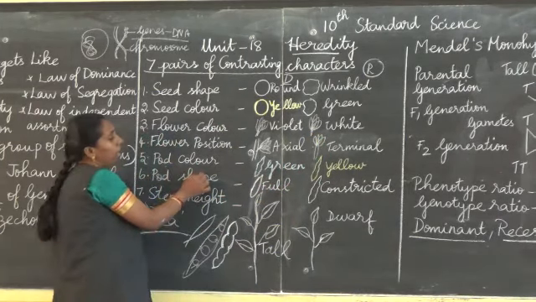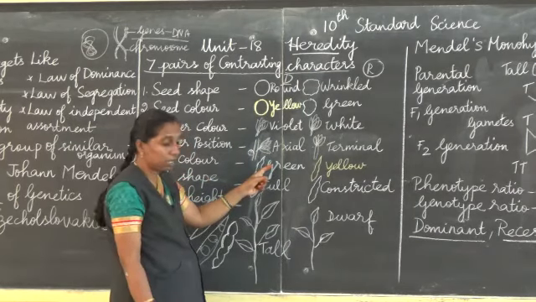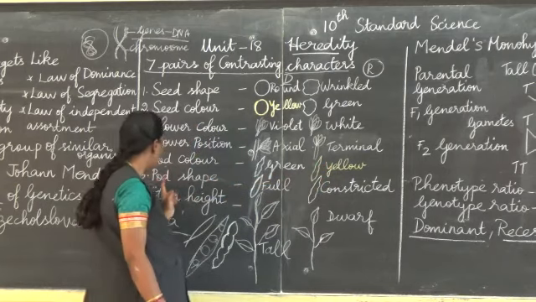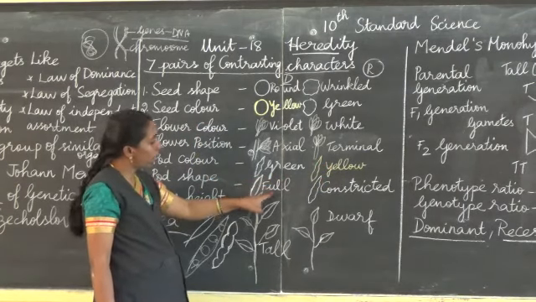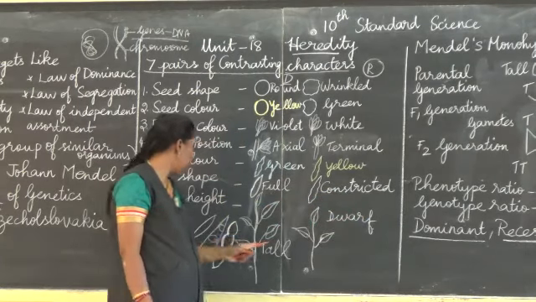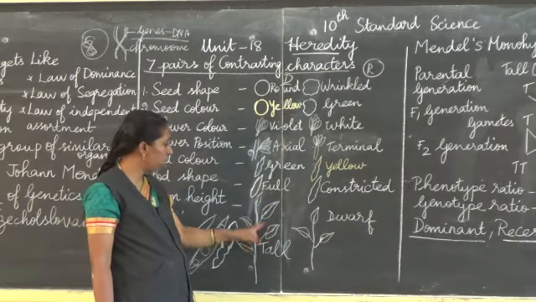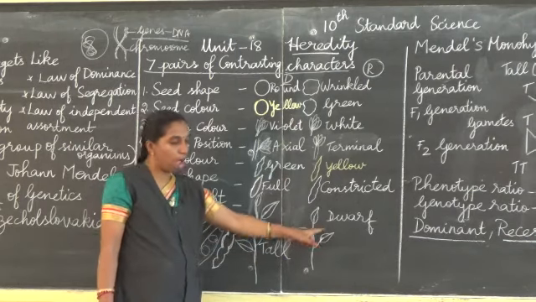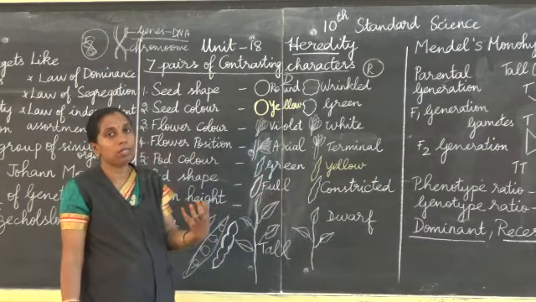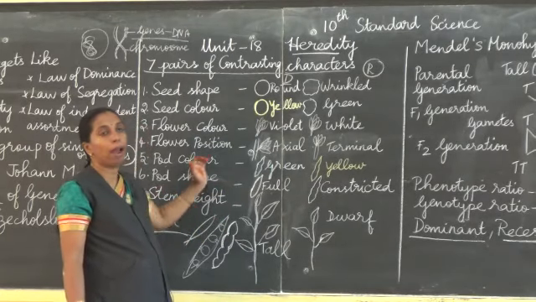Then pod color: the dominant is green, recessive is yellow. And pod shape: the dominant is full and the recessive one is constricted. And the last one, stem height, is tall and dwarf. So these seven contrasting characters were easily observed in the garden pea plant by Mendel.